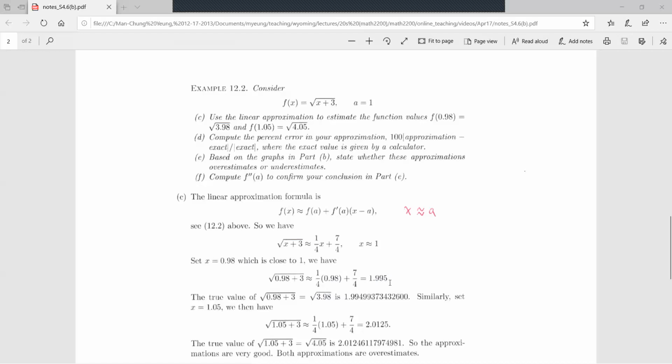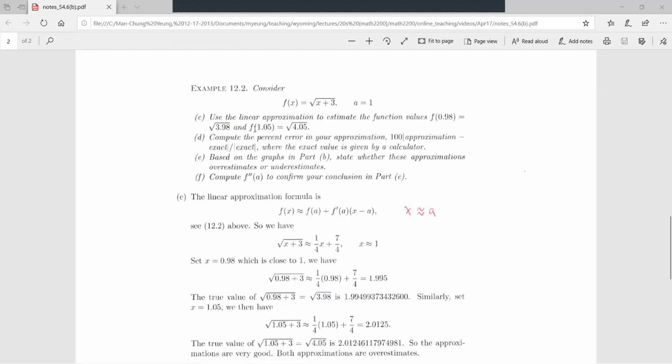How good is this estimate? Let's compute the exact value of this square root by calculator. This is the exact value. Now compare the estimate to the exact value. We can see that they are very close. But still, the estimate is slightly larger than the exact value. In this case, we say that the estimate is an overestimate.